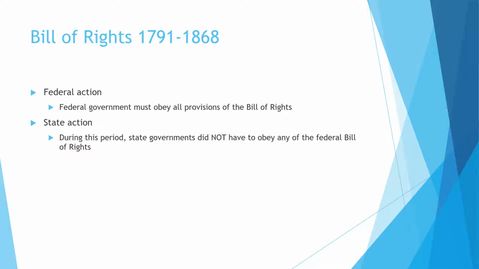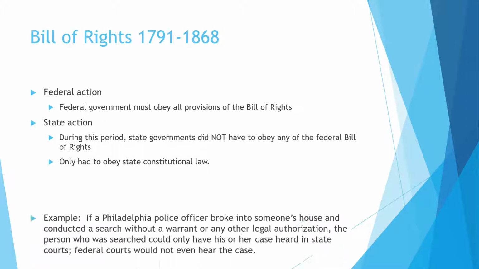So think of it today. If in Germany they change their constitution, do we have to obey it here in the United States? The answer is no, because Germany is a different country, a different set of laws. Well, the same kind of thing was happening under our notion of federalism for government, in which during this time period, at least 1791 to 1868, state governments did not have to obey any of the Federal Bill of Rights. They only had to obey their own state constitutional law.